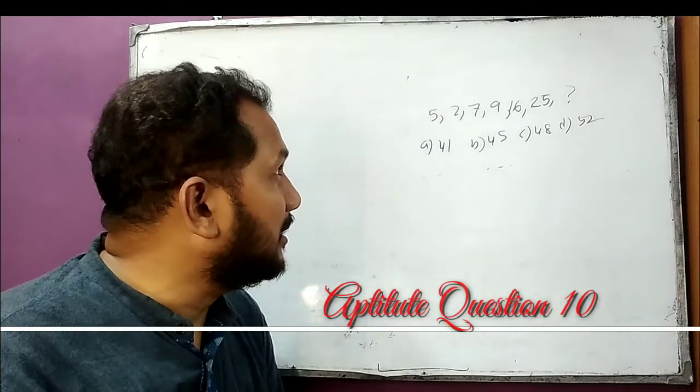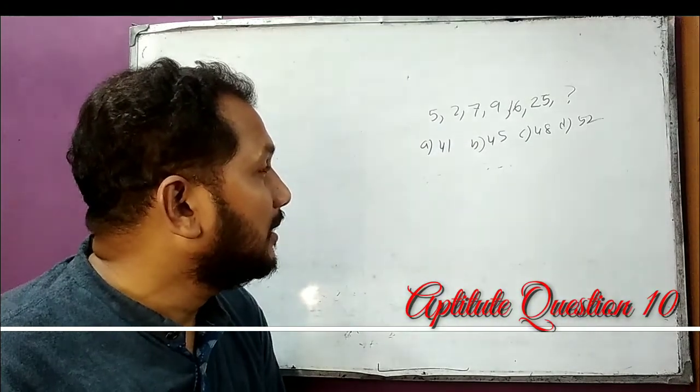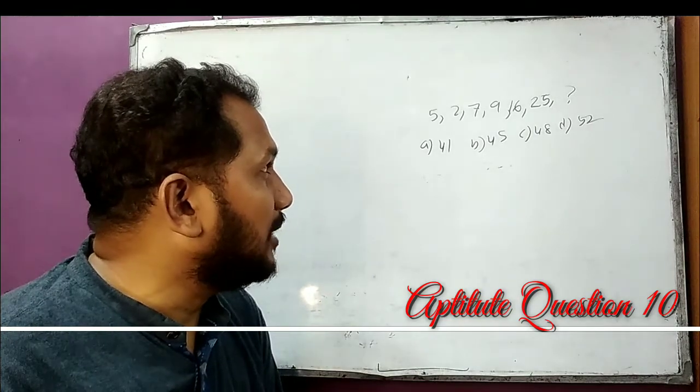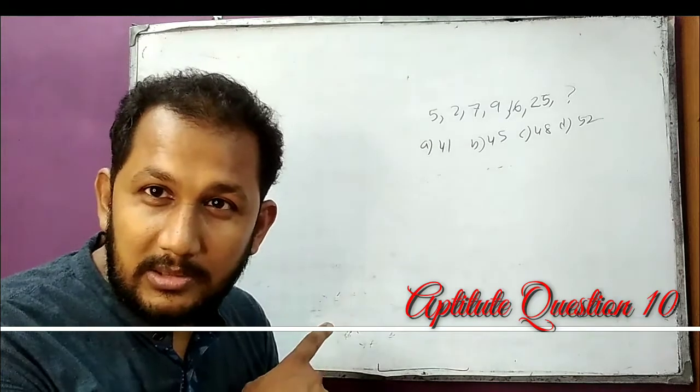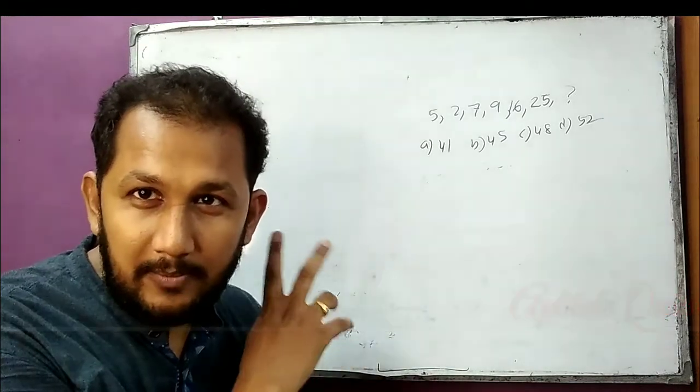2, 5, 2, 7, 9, 16, 25, question mark. There are 4 options: 41, 45, 48 and 52. Find the answer. Write the answer in the comment box within the specified time.